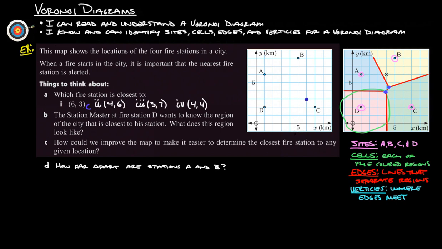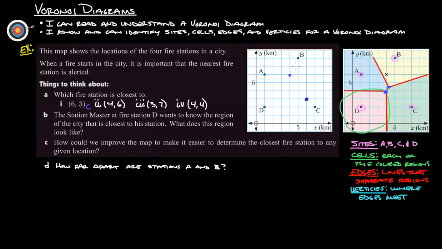And then for 2, we put in 4, 6. So here's 4, and then we go up to 6. Now it's obviously closer to either A or B, so we have to figure out that distance. It's pretty easy to figure out the distance to A. That's 1, 2, 3 units away. From B, we go up and over 1.